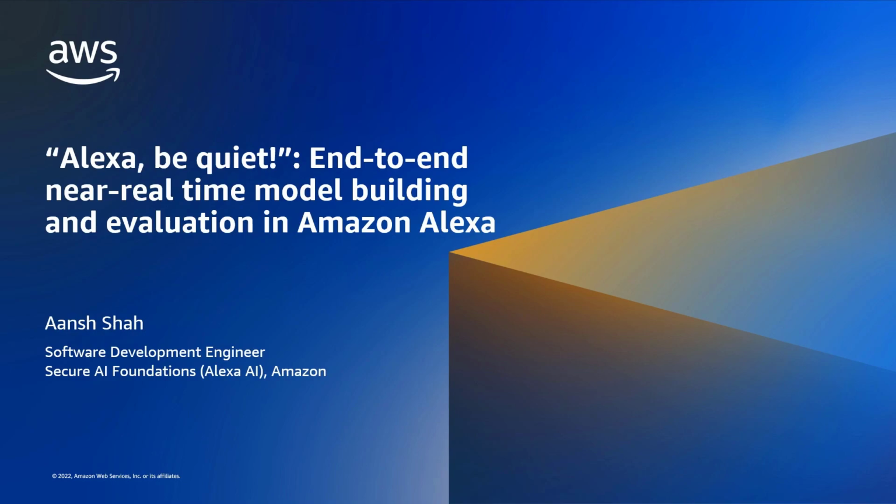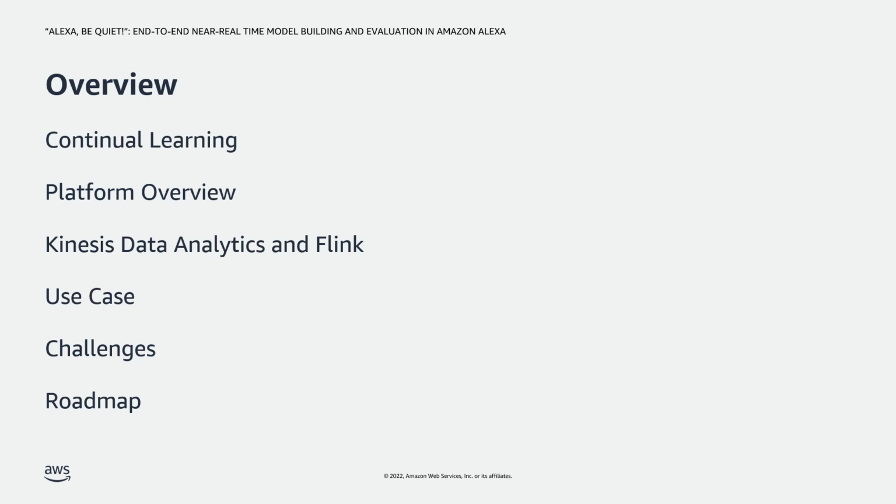Today, I'll be talking about a platform we launched within Alexa called the Continual Learning Platform and how we're leveraging Apache Flink using Kinesis data analytics to power the streaming aggregations and transformations. In this presentation, we'll cover the following. First, a background on what continual learning is, an overview of the platform that we built for Alexa, how we leverage Kinesis data analytics and Apache Flink, problems that we solved for some of our use cases using the platform, challenges that we currently face, and what we're working on next.